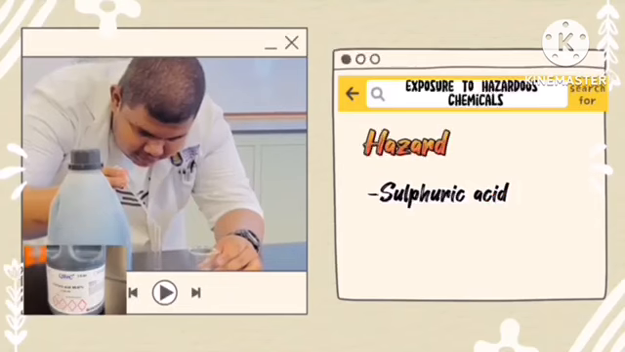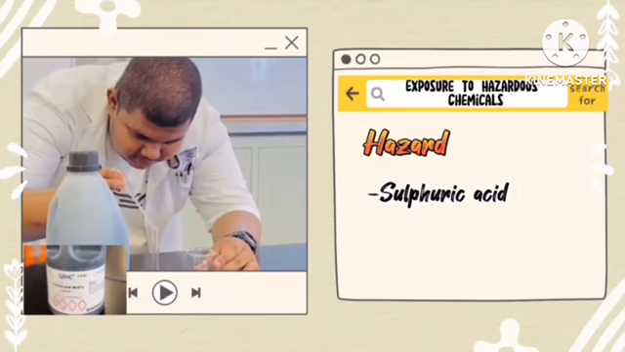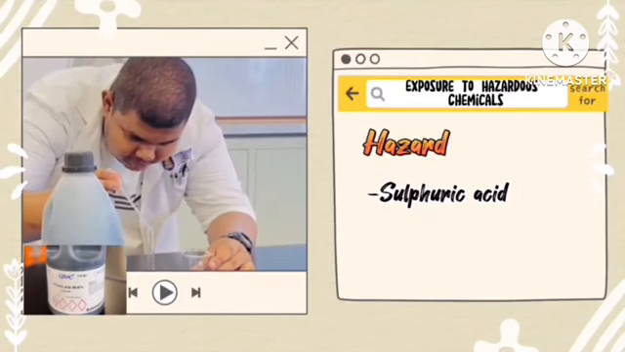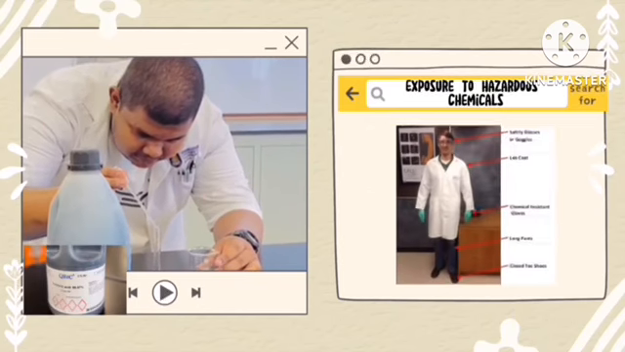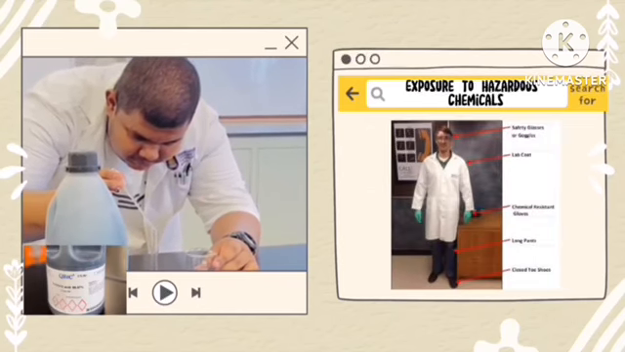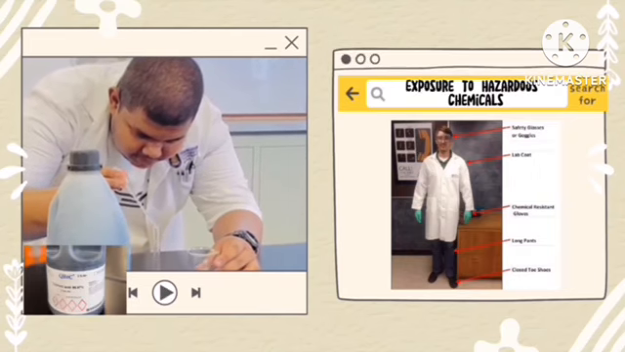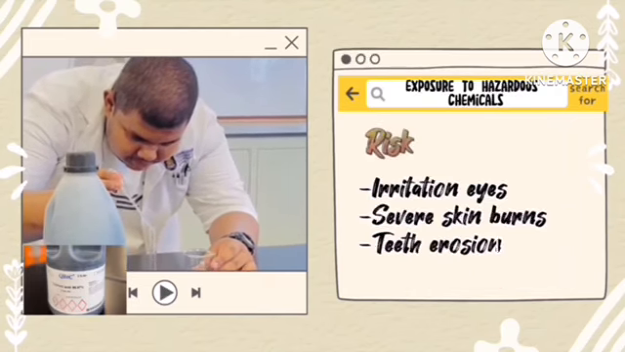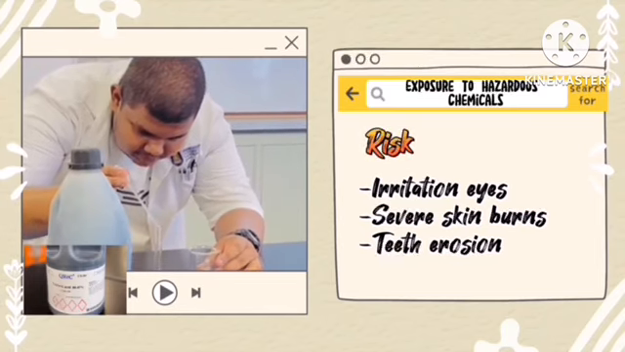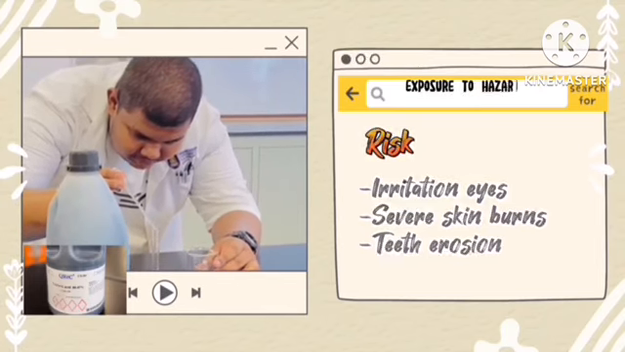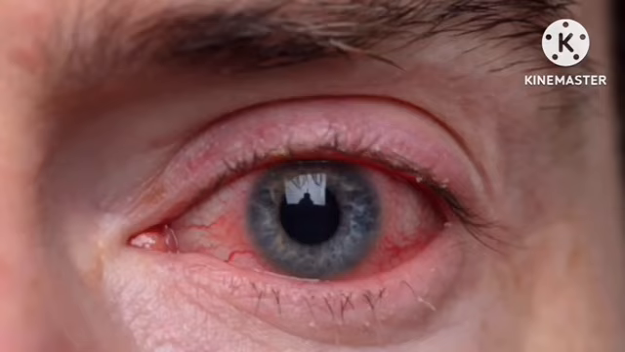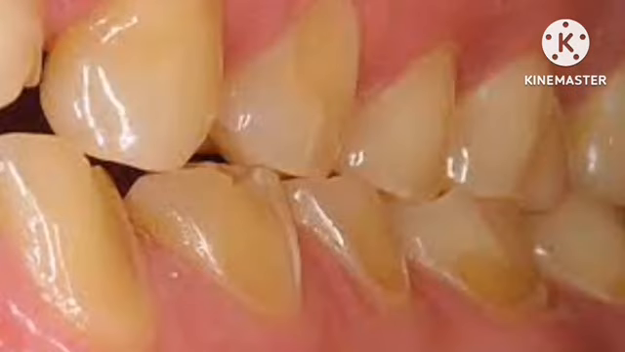The next situation is the exposure to hazardous chemicals in the laboratory. The hazard is sulfuric acid. In this video, we can see that the workers do not wear gloves and lab coats properly and are doing the experiment at inappropriate places. So, the risk is destruction to skin, eyes, teeth, and lungs, such as eye irritation, severe skin burns, and teeth erosion.